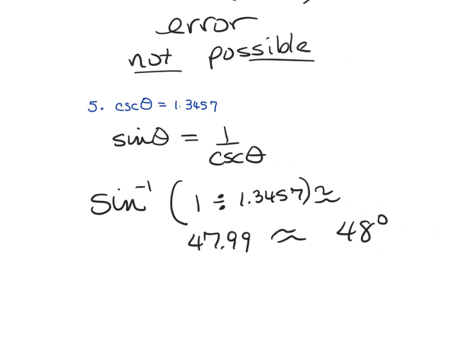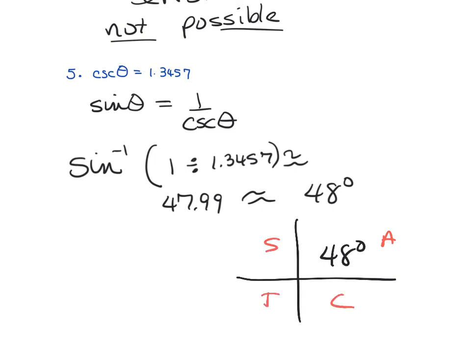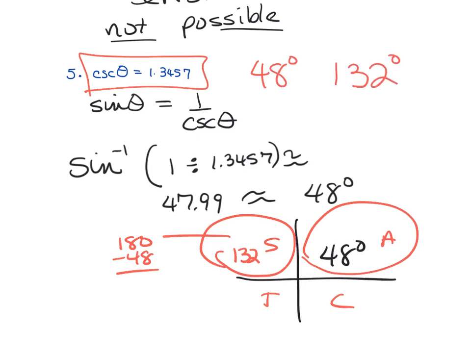Now, we need to find where else our answer is located. So 48 goes here. Let's put in the all students take calculus. We want a positive cosecant. Cosecant is the reciprocal of sine. So I'm looking for the answer here and here. So to get my answer for here, it's 180 minus 48. So my answer is 132. So theta here is 48 degrees and 132 degrees.